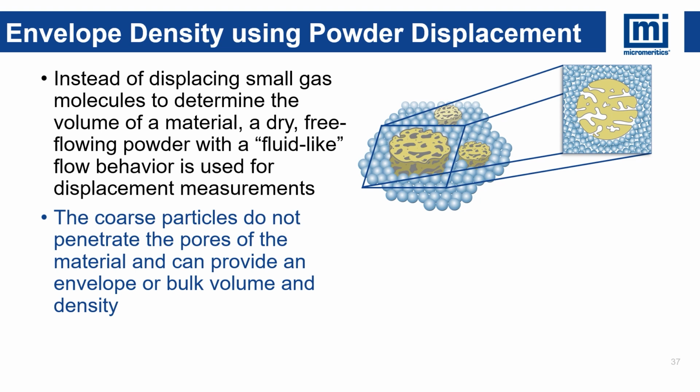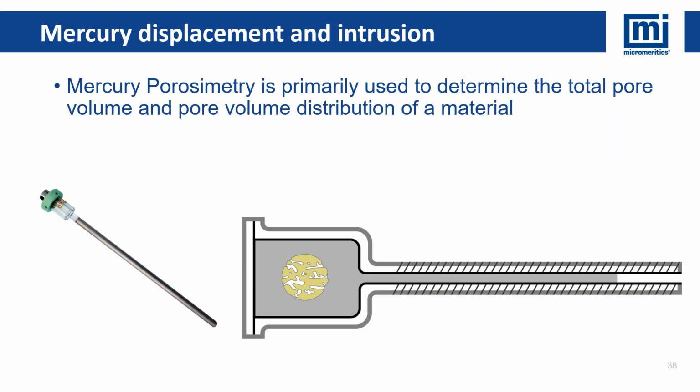Okay, for our third displacement technique, we will be displacing a fluid by the sample. In this case, we're going to be surrounding the sample with mercury. Now, mercury porosimetry usually is used primarily to determine the total pore volume and the pore volume distribution of a material, and we will be including that in our characterization of our porous alumina, but we also have the extra benefit of being able to determine some densities using the mercury porosimetry technique.